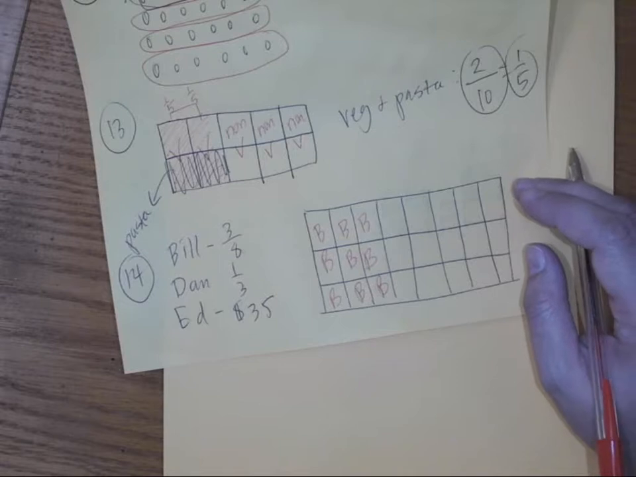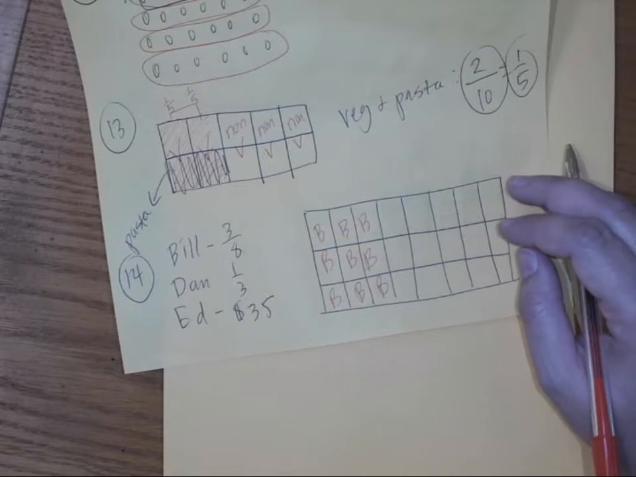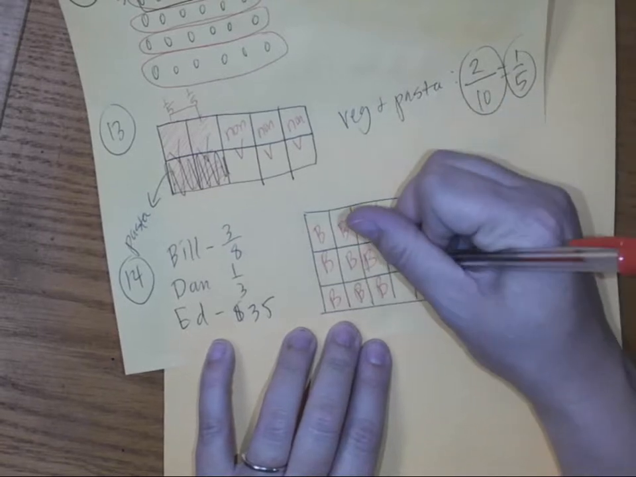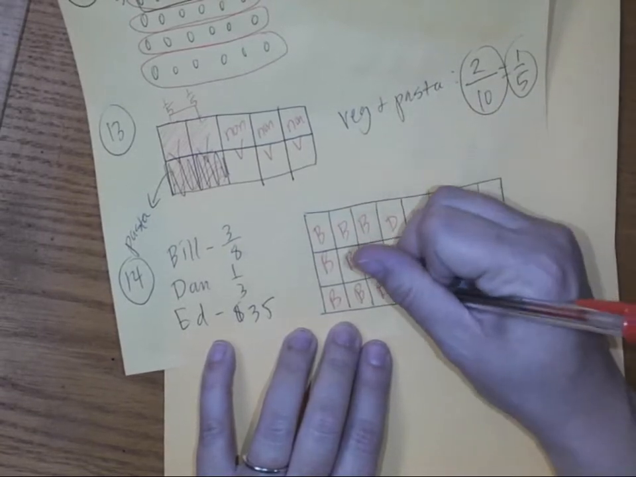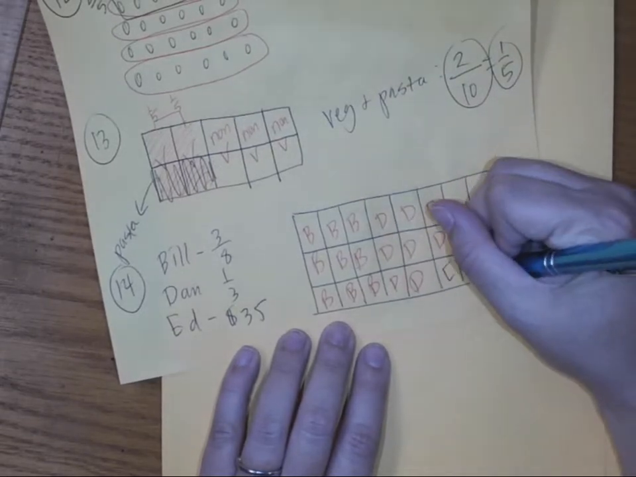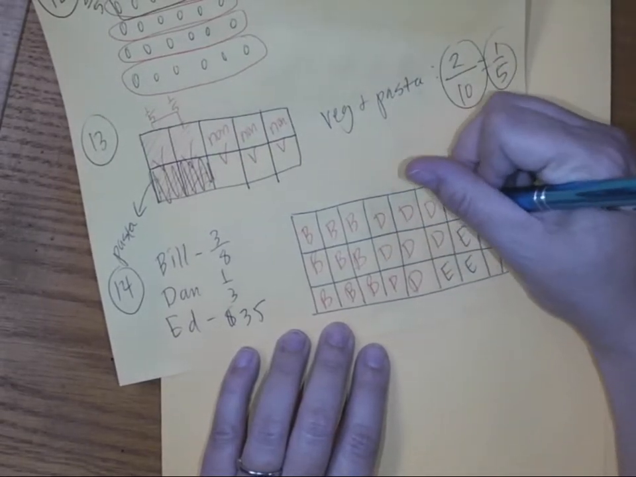Dan is responsible for 1/3. So 1/3 of 24 would be 8. So 1, 2, 3, 4, 5, 6, 7, 8. So Ed's responsible for the last of it. So everything else is Ed's portion.